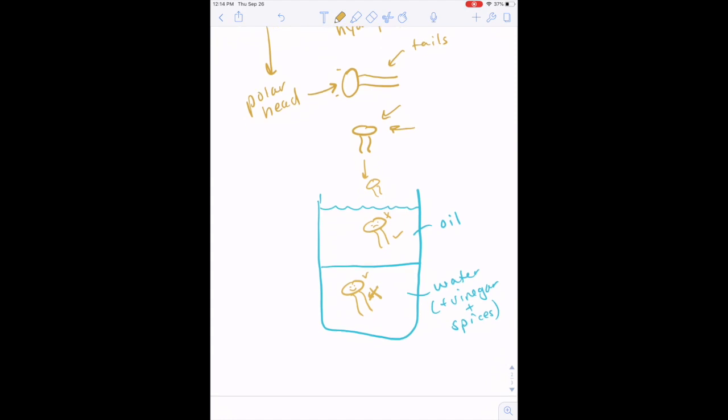this little phospholipid is miserable up in the oil because even though the hydrophobic tails are happy, the polar head is miserable. Put the whole thing in the water, the polar heads are like, yay, I'm happy, I'm hydrophilic. And the hydrophobic tails are like, get me the heck out of here. So none of this works. This problem has a solution.